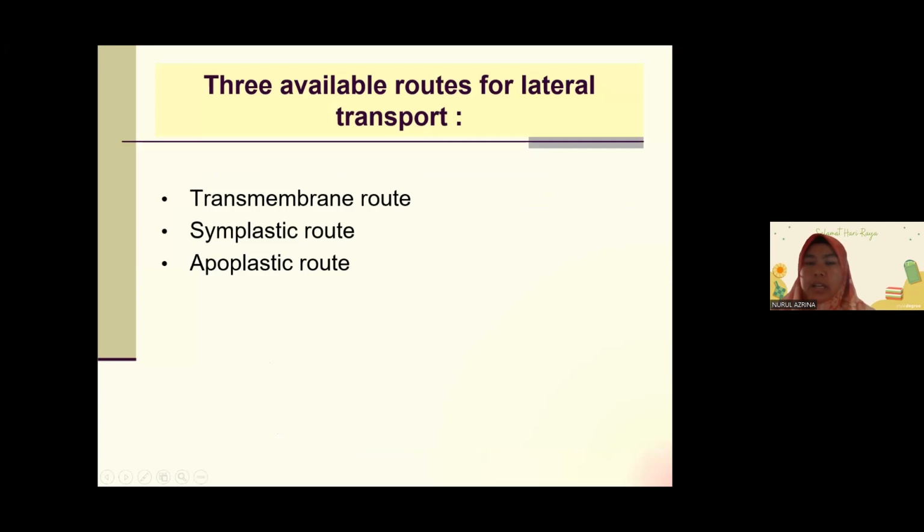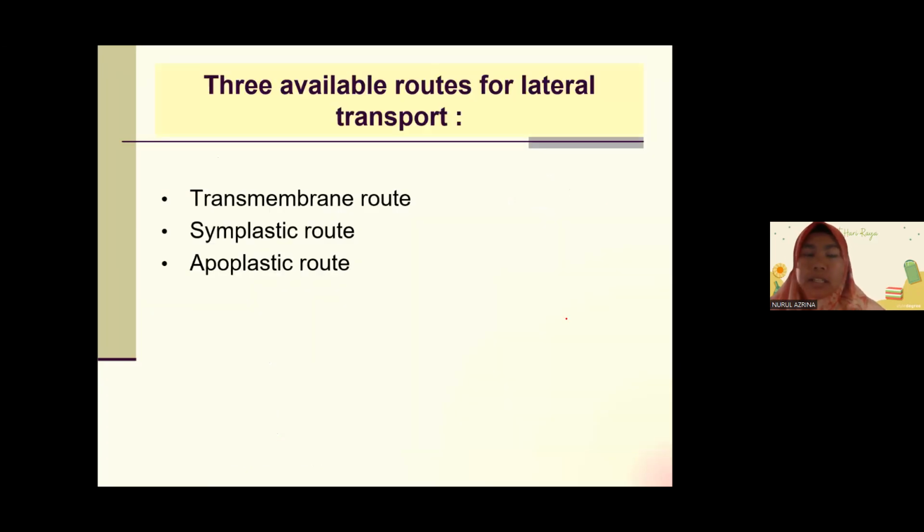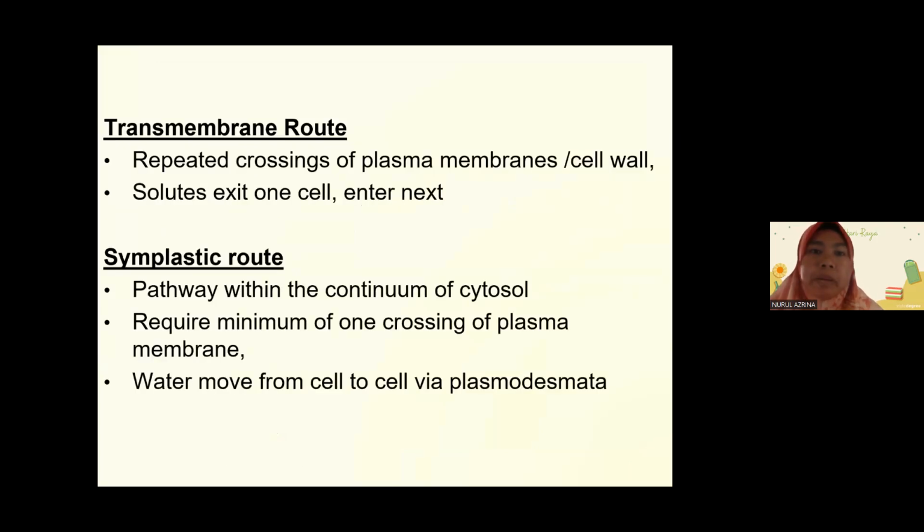There are three available routes for the lateral transport of water and mineral. They are transmembrane route, symplastic, and also apoplastic route. Transmembrane, symplastic, and apoplastic. You might be seeing this in this picture. You can see that this arrow shows a different kind of pathway compared to this arrow. This explains how the route of water and mineral would be different, either transmembrane, symplastic, or apoplastic. So what is transmembrane route?